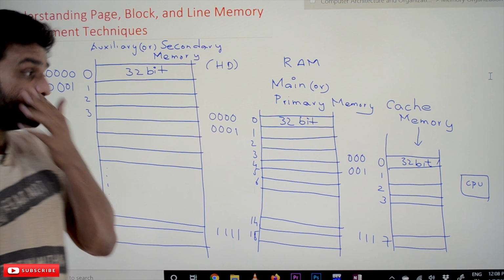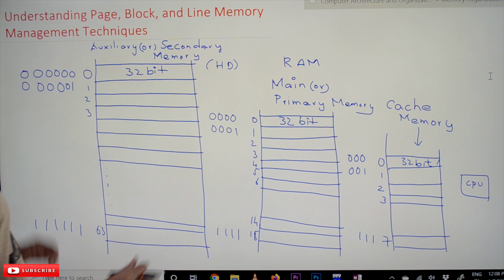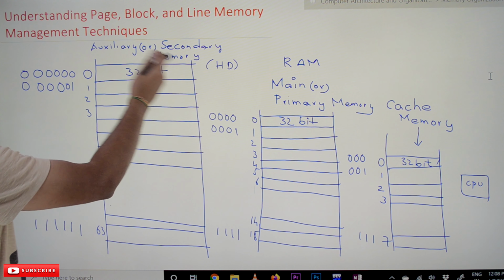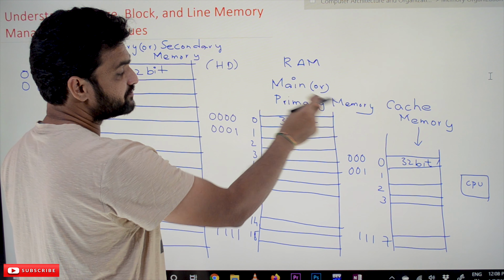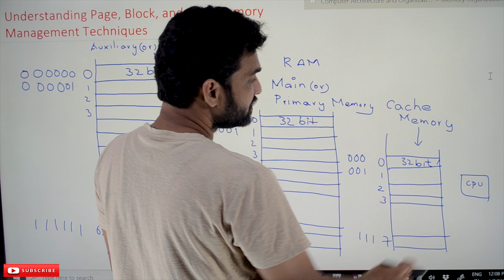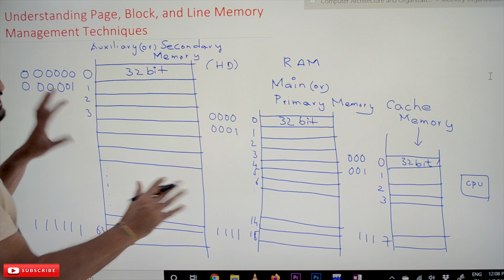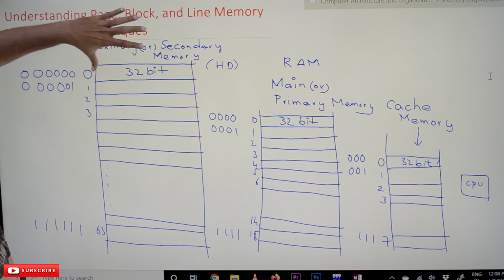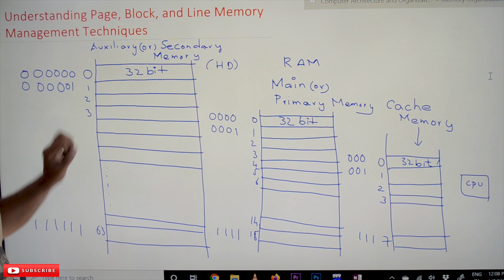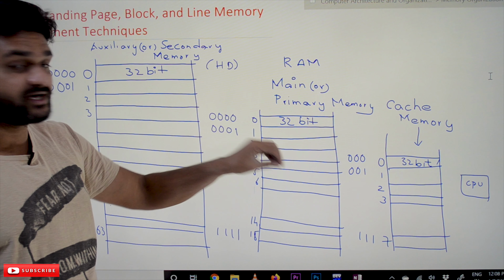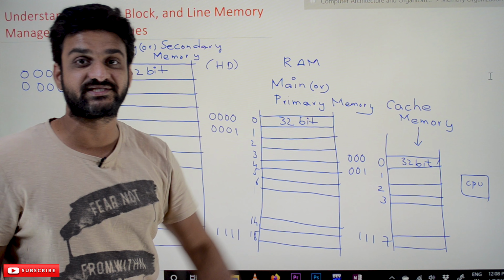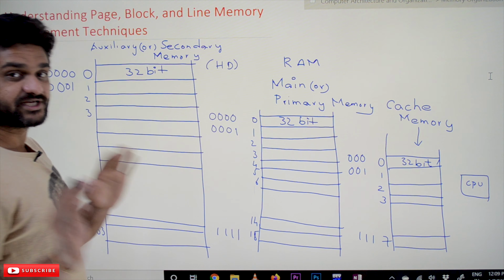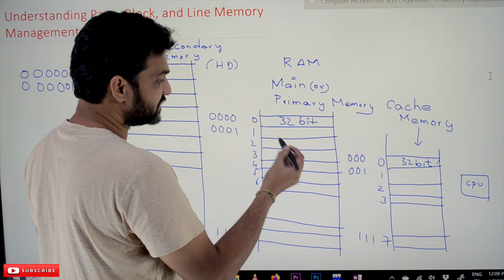So what it means is, for example, take these three different types of memories. One is auxiliary or secondary memory, which is a hard disk. This one is primary or main memory, which is RAM, then cache memory, and this is the CPU. The hard disk is the biggest memory, in the sense we can store a lot of data onto it. The next bigger memory is main memory, and the next one is cache memory.